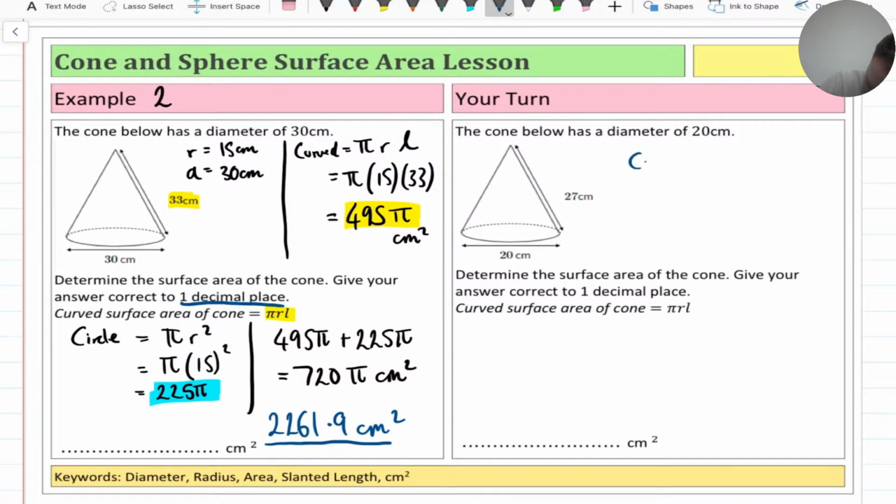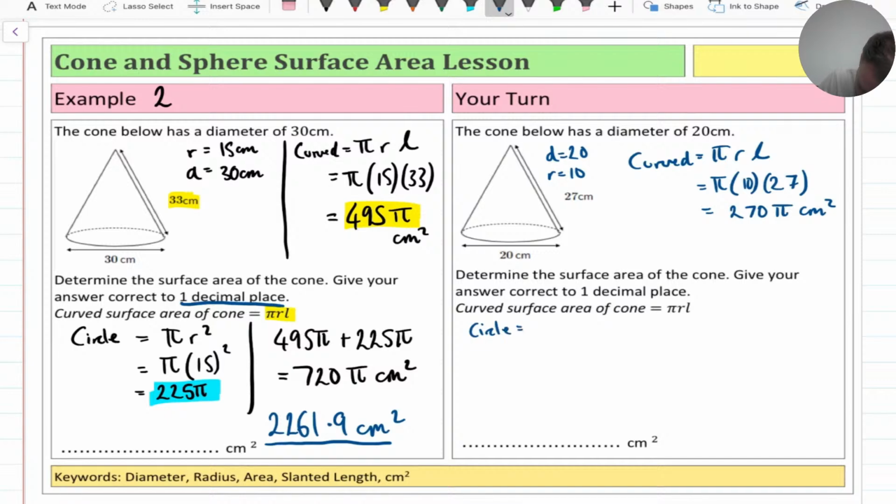So the curved surface area is equal to pi r l. Diameter is 20, which means that my radius is equal to 10. So this is equal to pi times 10 times 27, which is going to be equal to 270 pi centimetres squared. The circle at the bottom is equal to pi r squared, which is equal to pi times 10 squared, which is equal to 100 pi centimetres squared.